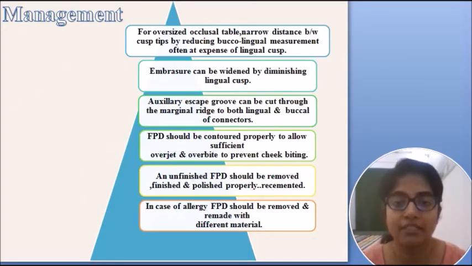So how do we manage this situation? For oversized occlusal table, narrow distance between the cusp tips by reducing the buccolingual measurement, often at the expense of the lingual cusp. Embrasure can be widened by diminishing the lingual cusp. Auxiliary escape groove can be cut through the marginal ridge to both lingual and buccal connectors.